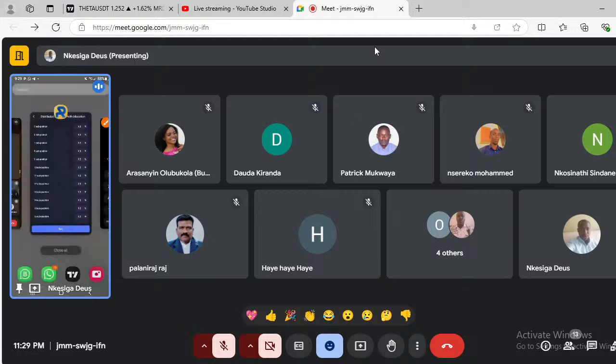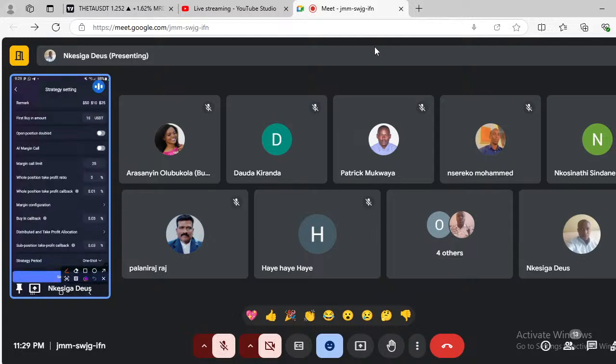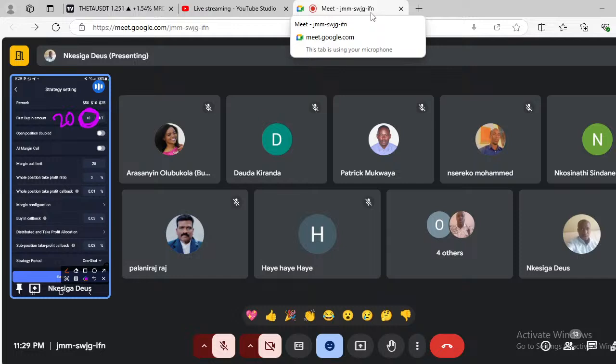Let's also think about it. We think about using 15 here. We think about using 20 there. Are we getting the point? Let's not always think that the 10 is the only digit that we can use as first buy here. That is not there. Are you getting my point? Am I clear to you?